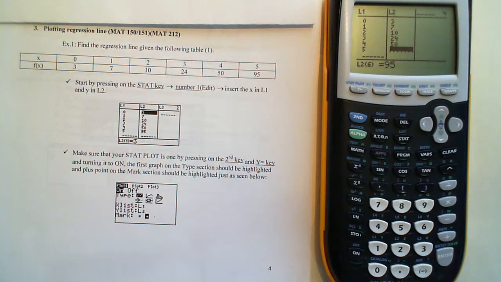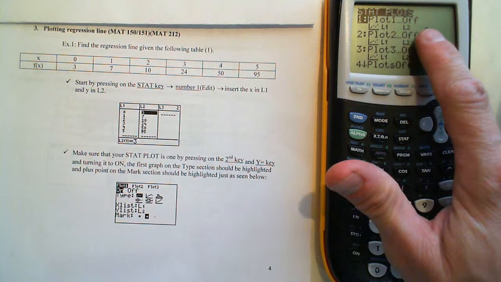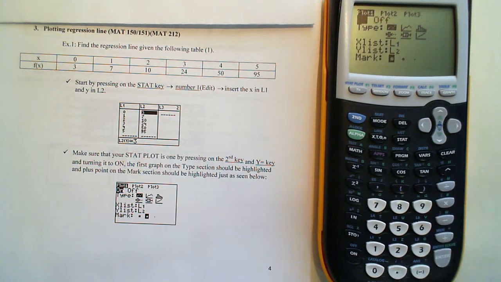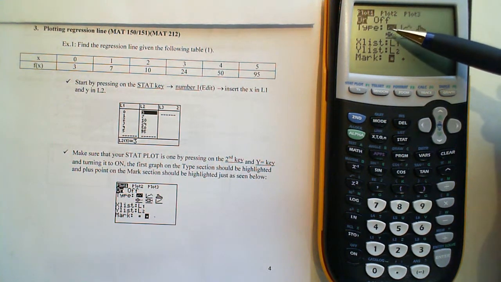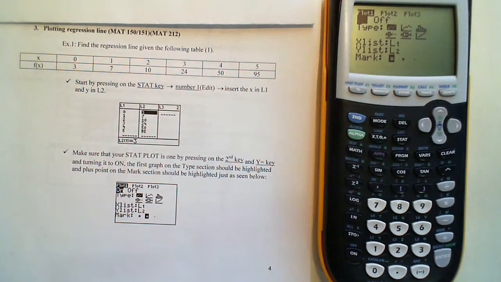The next step, we'll make sure that our stat plot is turned on. So we hit second, stat plot, and right now this is currently off. When I turn it on, there's a list of different types of ways it's going to show the points. The mark is going to give us a little box, so when we go to our screen to view that, we'll see those data points listed. So hit enter.